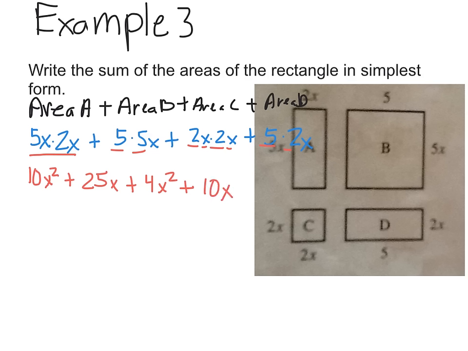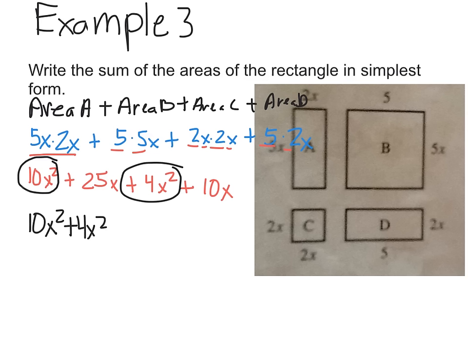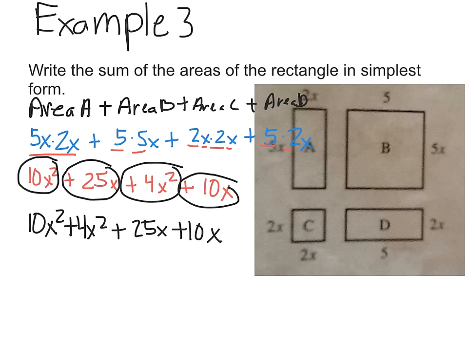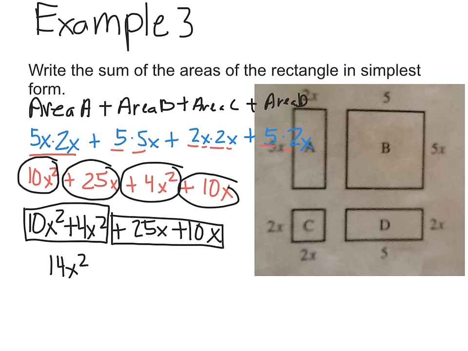Now, after that, I need to add the like terms. So those are alike, so I'm going to put them next to each other, 10x squared plus 4x squared. And these two are alike with each other, so I'm going to put those next to each other. Now, I just combine the like ones. These two are alike, so 10x squared plus 4x squared is going to give me a 14x squared. Then I need to do this. I have a positive 25x plus 10x is a positive 35x.